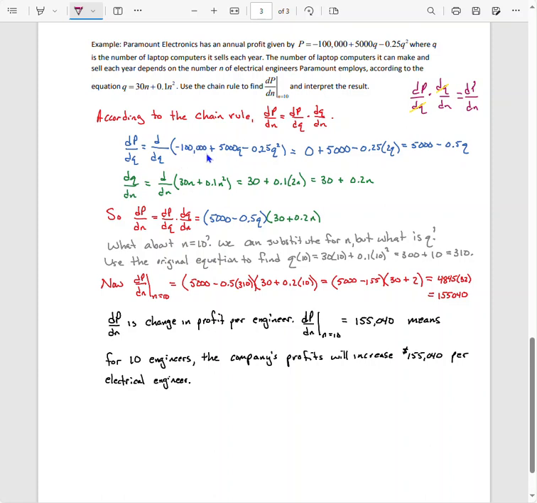Derivative of negative 100,000 is 0, constant term. 5,000Q, a variable times 5,000, has slope of 5,000, minus 0.25, so we'll leave the minus 0.25. The derivative of Q squared is 2Q. And when I simplify, I'll have 5,000 minus 0.5Q. So that's dP/dQ.